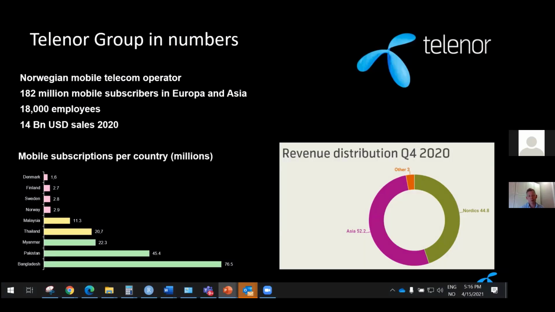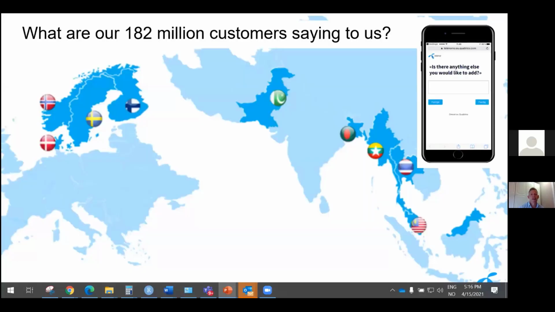So we operate in Denmark, Finland, Sweden, Norway, Malaysia, Thailand, Myanmar, Pakistan, and Bangladesh. And actually about half the revenues come from the Nordics, although most of the customers are in Asia. That has to do with how we price our services and so on. But we do have a lot of customers, and for us, it's quite important to understand what they're saying to us, how they're experiencing our products and our customer service, so that we can improve ourselves.